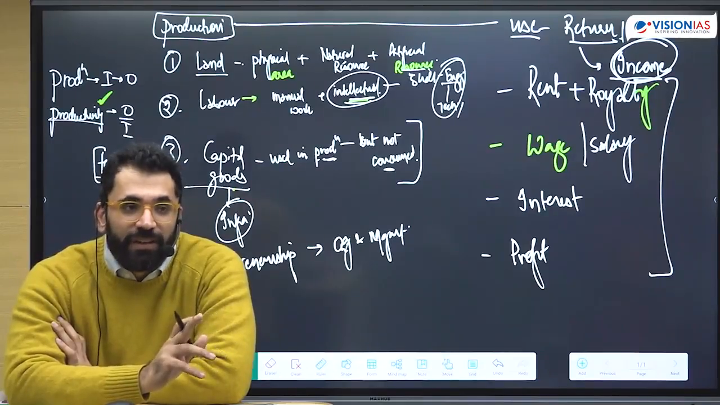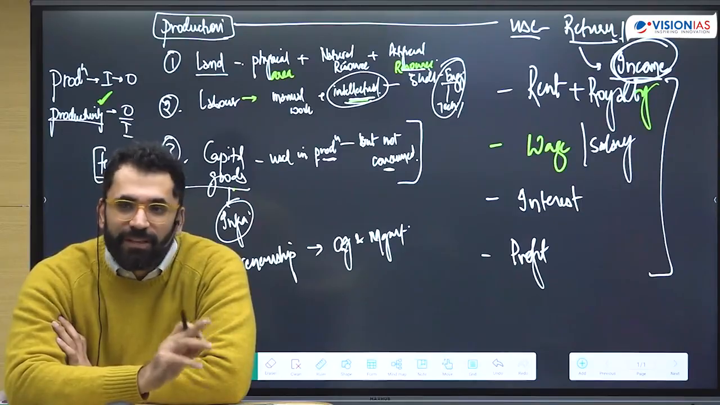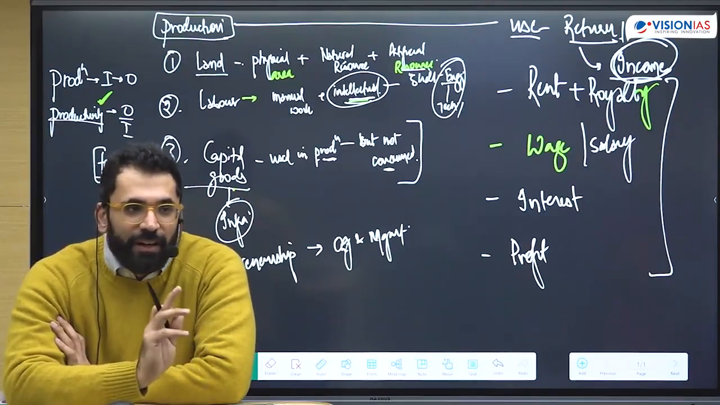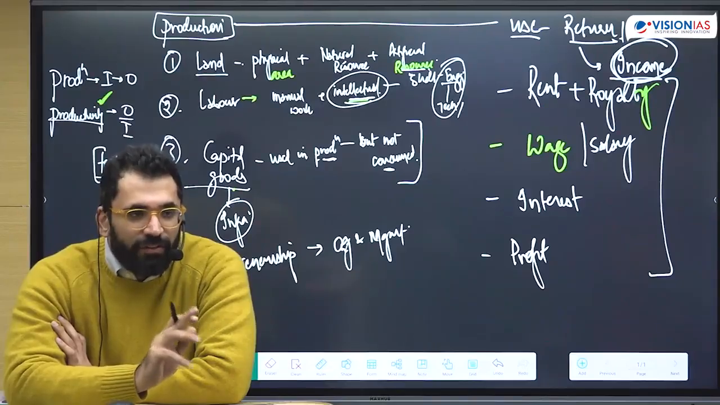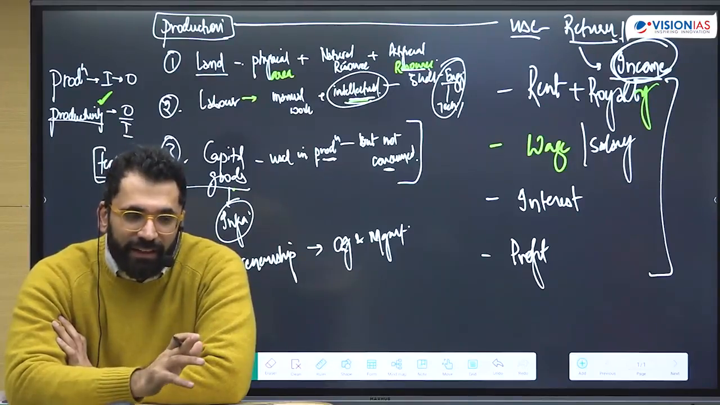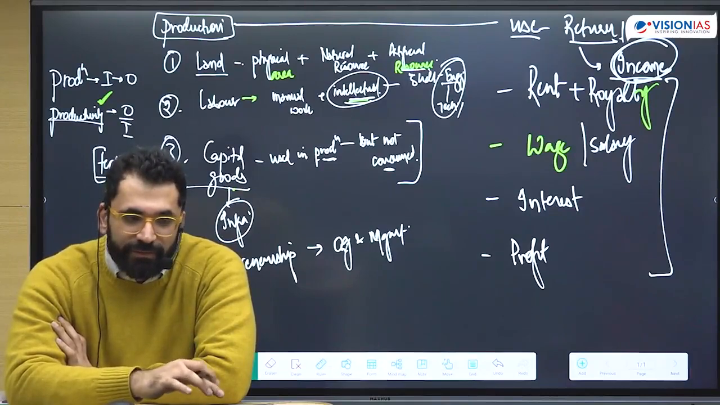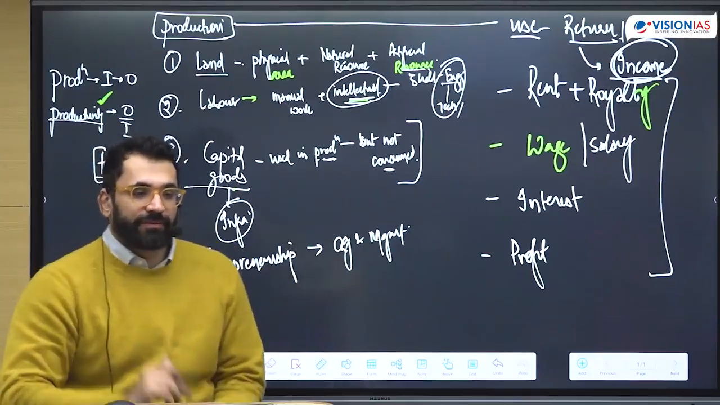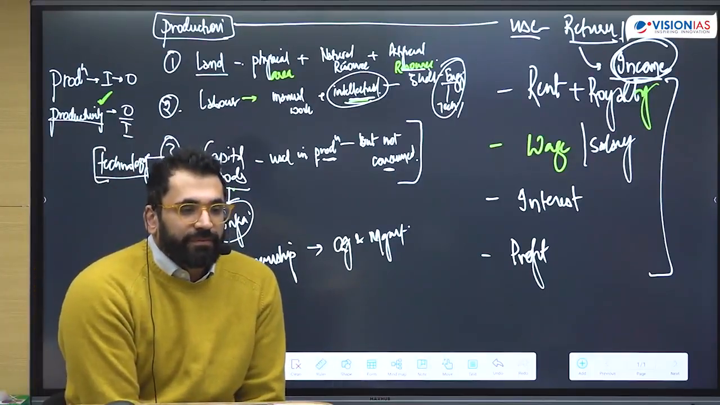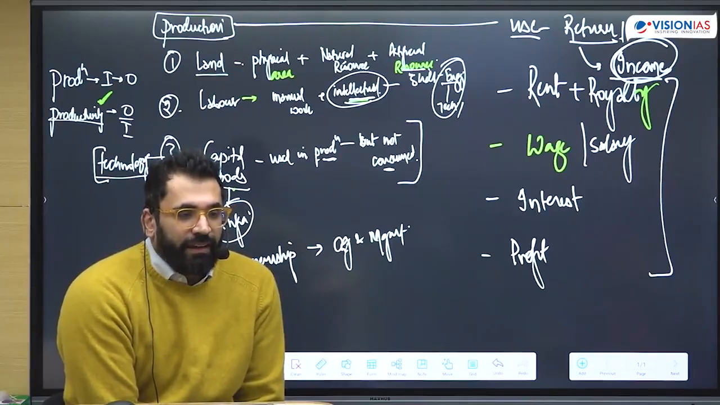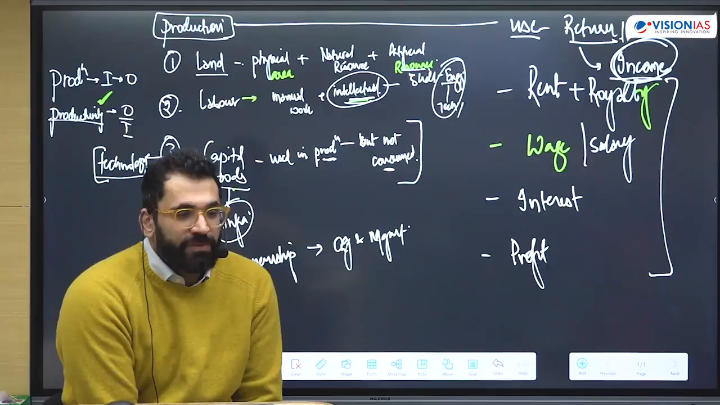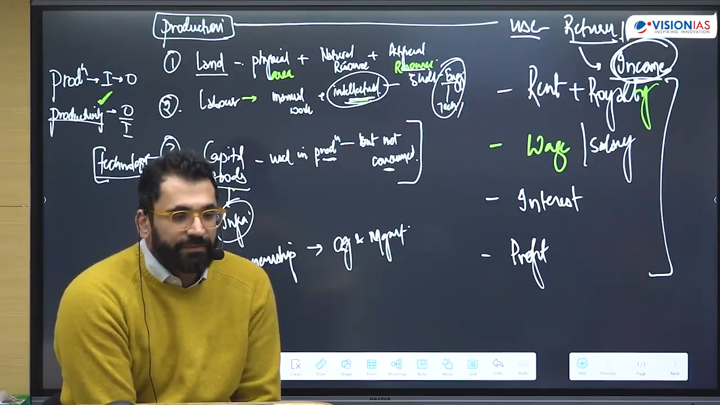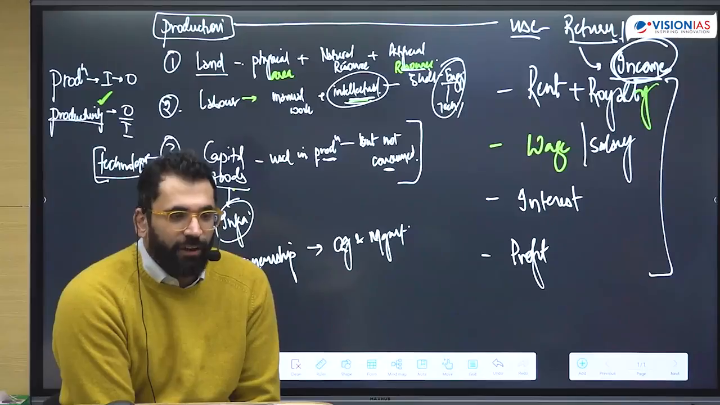Another thing that will always happen is creation of jobs, because labor will be employed. That means employment and income generation are always a factor of production. So you can write this line. Employment generation and income generation are a result of production.